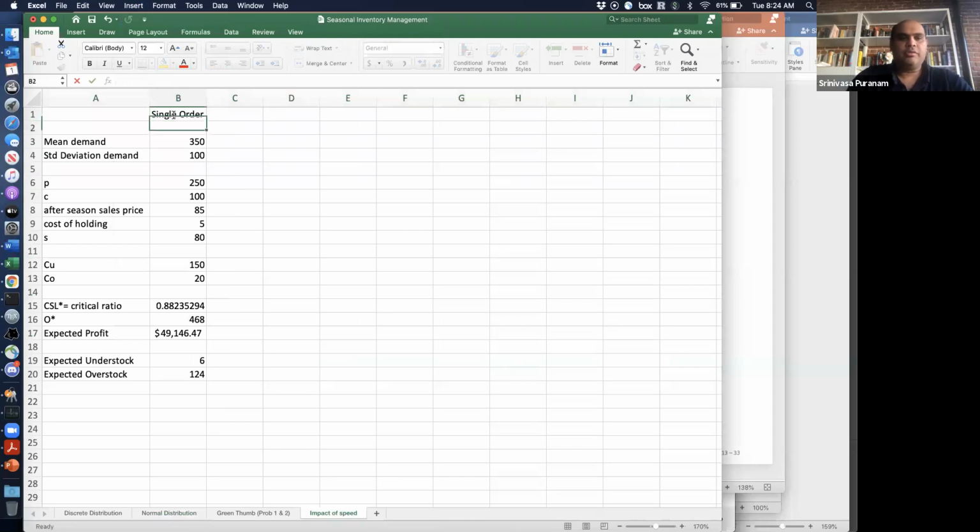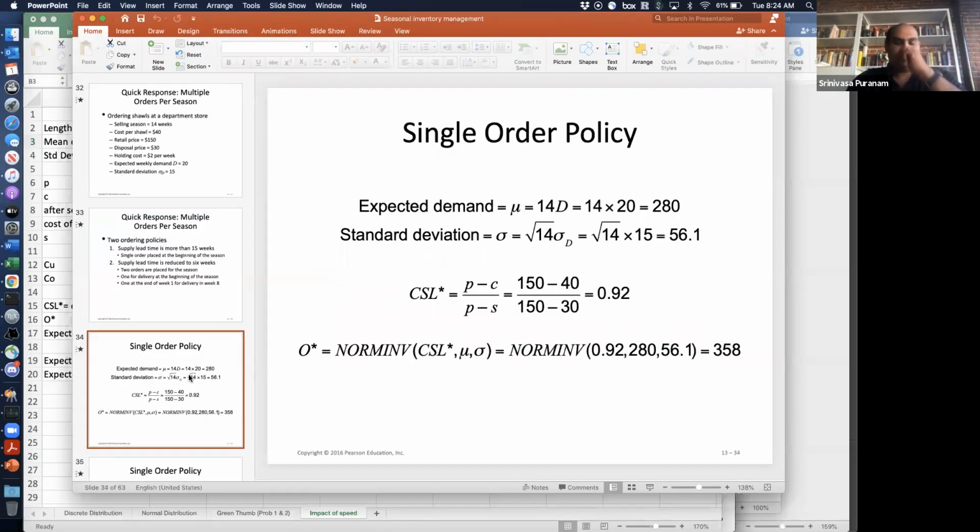This is the scenario where you're placing a single order for the whole season. I'm going to say length of season. Length of season is 14 weeks, right? So mean demand for us. When you're calculating average demand and standard deviation of demand, this is how you do it.